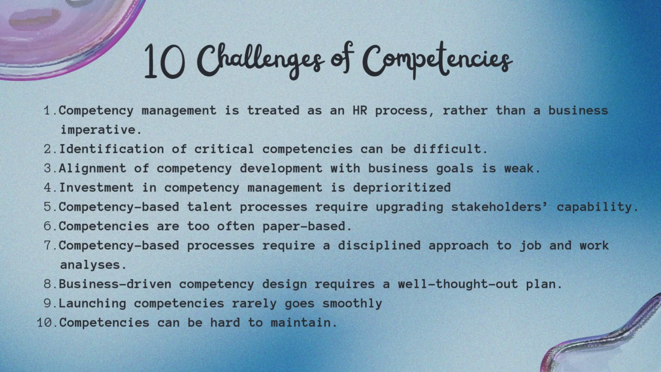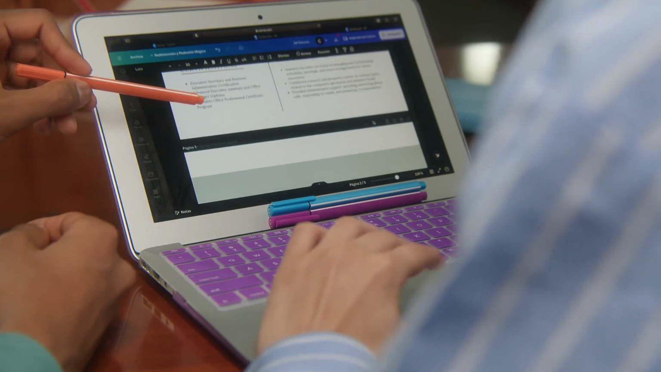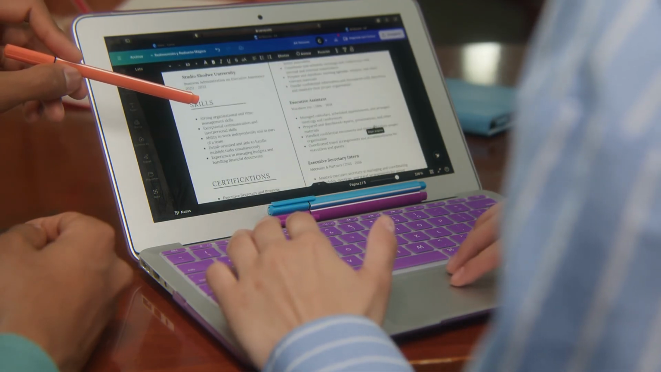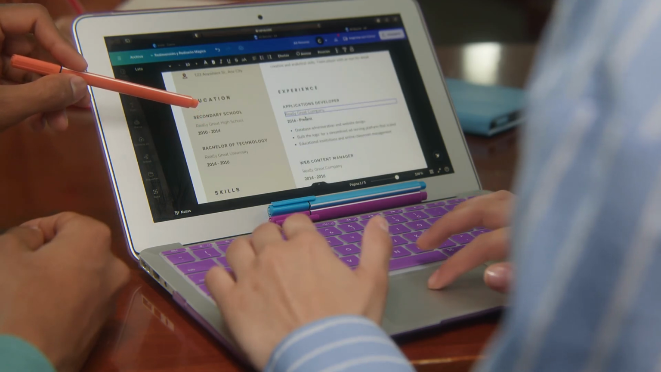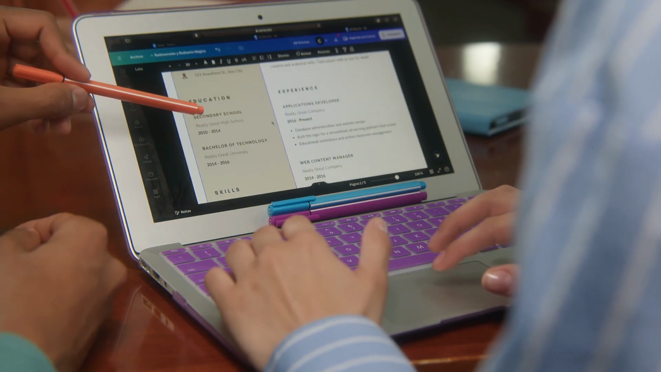Challenges of competencies. First, competency management is treated as an HR process rather than a business imperative. Second, identification of critical competencies can be difficult. Third, alignment of competency development with business goals is weak. Fourth, investment in competency management is deprioritized. Fifth, competency-based talent processes require upgrading stakeholders' capability. Sixth, competencies are too often paper-based.